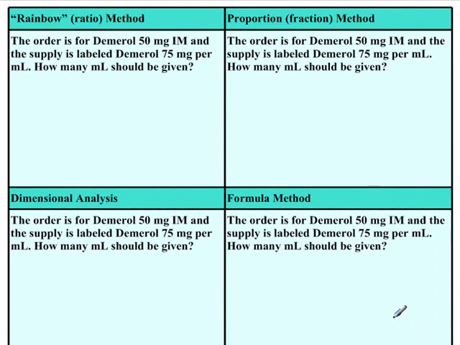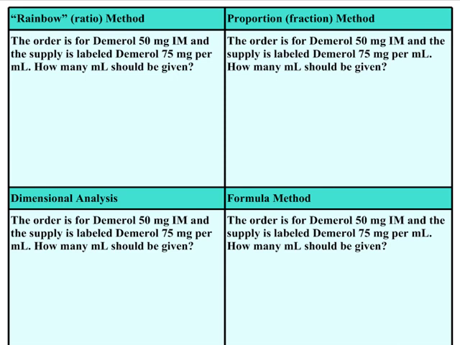Let's practice some parenteral dosages. Let's say the doctor orders Demerol 50 milligrams IM, and the supply is labeled Demerol 75 milligrams per milliliter. How many milliliters do we need to give? We can perform this calculation in all four methods that we've seen previously.